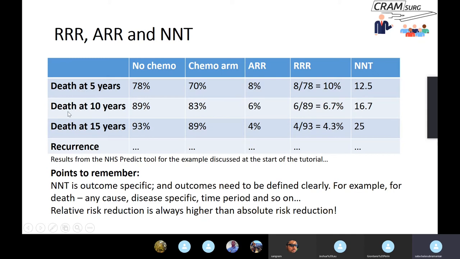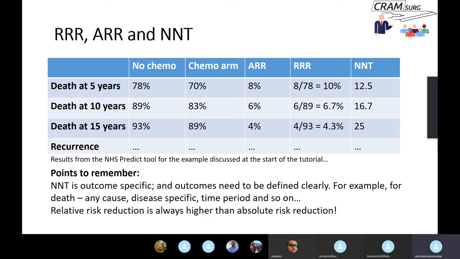Now, if you then want to look at death at 10 years, you do very similar calculations, and you find that the number needed to treat to prevent one death at 10 years is 17 patients. And the same parameter for 15 years is about 25 patients. Obviously, as time goes, more and more people are going to succumb to either the disease or to other pathologies, and the number needed to treat is going to go up and up. And you could do similar calculations for other outcomes as well, such as recurrence.